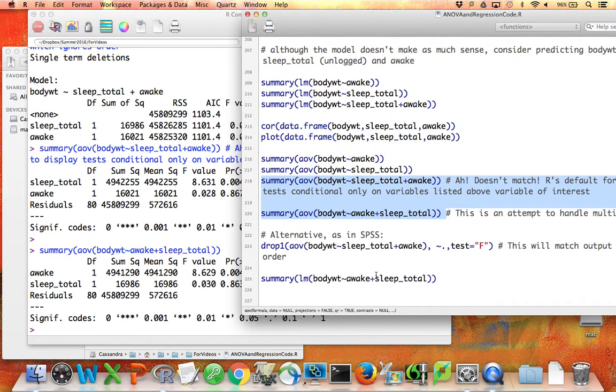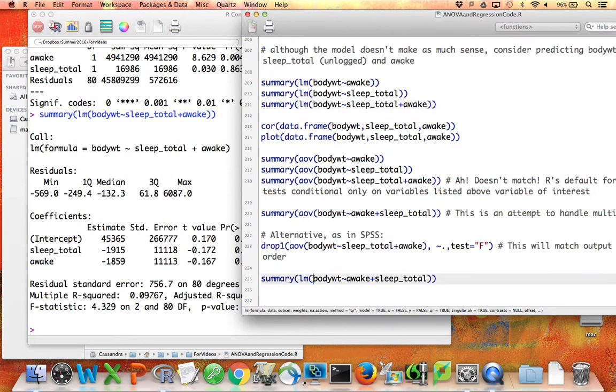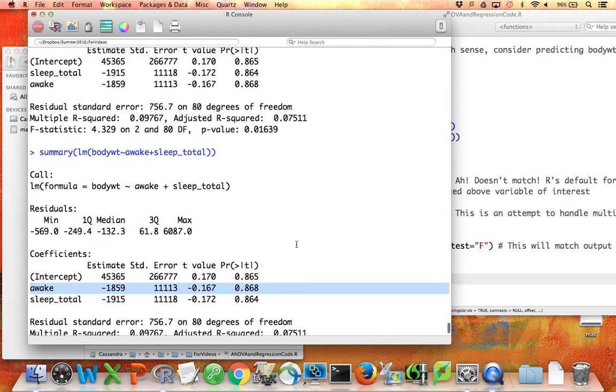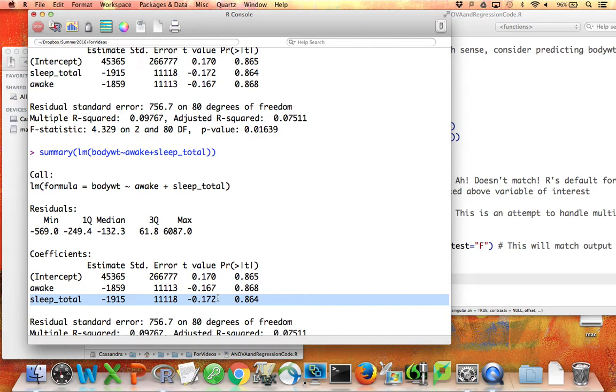Note that we don't have this problem when we just run LM. Right, so when we run LM with body weight on sleep total plus awake versus we run LM on body weight awake plus sleep total, the p-value for awake is 0.868 either way. The p-value for sleep total is 0.864 either way. So if you're worried about order mattering when you're putting multiple terms into a linear model, you're better off using LM than AOV. Better off looking at the traditional regression output than the traditional ANOVA output.